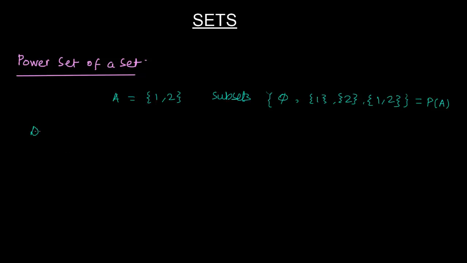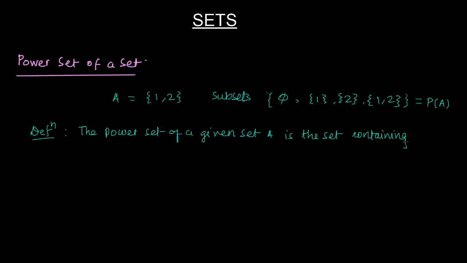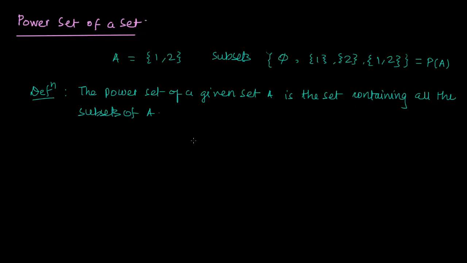So what should be the definition? The definition is that the power set of a given set A is the set containing all the subsets of A. Okay, it is the set that contains all the subsets of A. And it is denoted by P(A). Get that? It is denoted by P(A), power set of the set A.